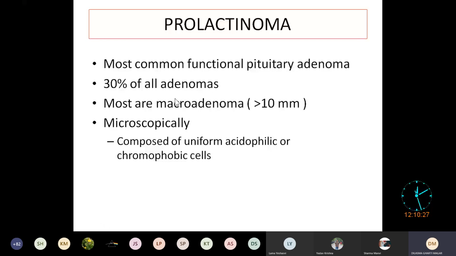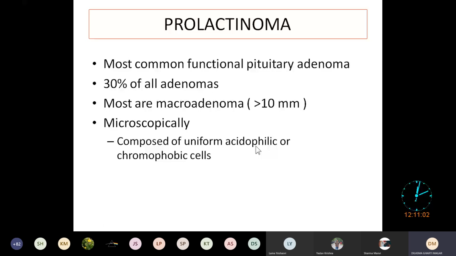Mostly these prolactinomas are macroadenomas. Microadenoma and macroadenoma, I have already told you. Macroadenomas are more than 10 millimeter in size, or more than 1 centimeter. Microscopically, they are composed of uniform acidophilic cells, or sometimes chromophobic cells. In prolactinoma there will be acidophilic cells, so the cytoplasm will show bright pink color, or sometimes it may not show the color.